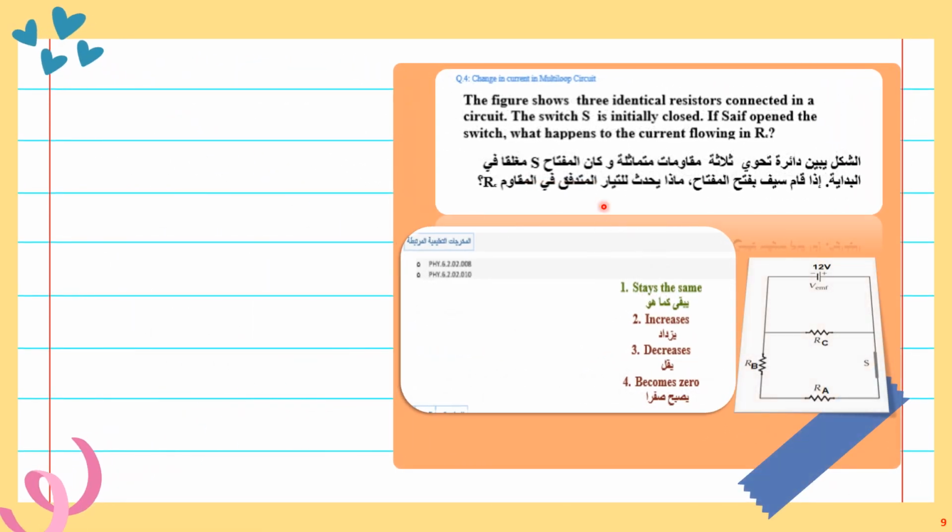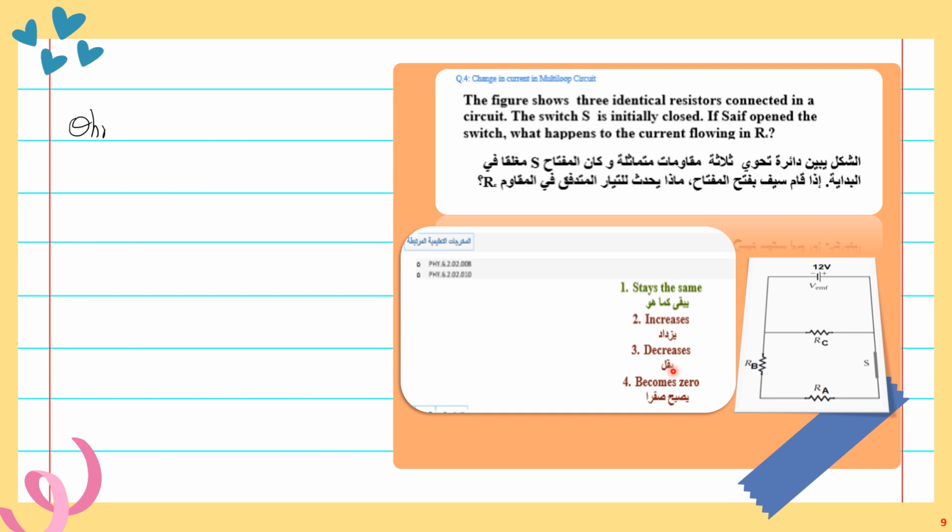Next, question 8. The figure shows 3 identical resistors connected in a circuit. The switch S is initially closed, as you see here. If we open the switch, what happens to the current flowing through RC? Here we have RA, RB, and RC. Now the switch is closed. If we open the switch, will the current flowing through RC increase, decrease, or stay the same?